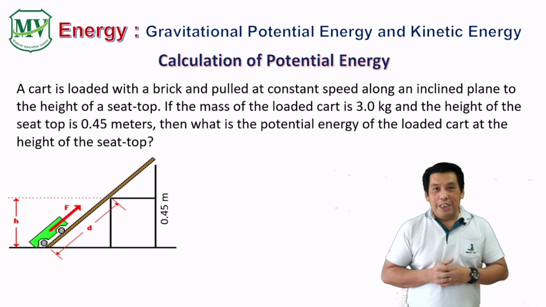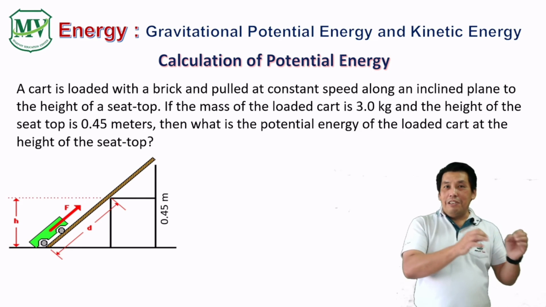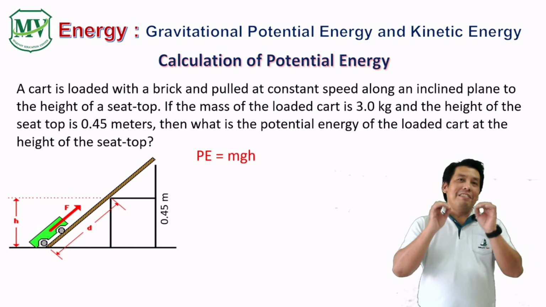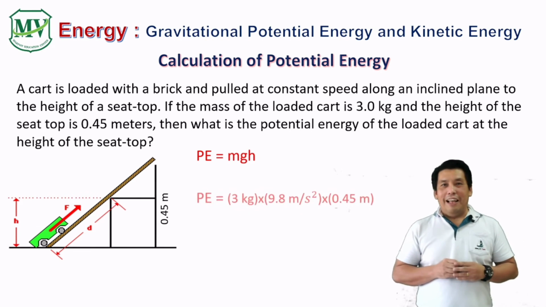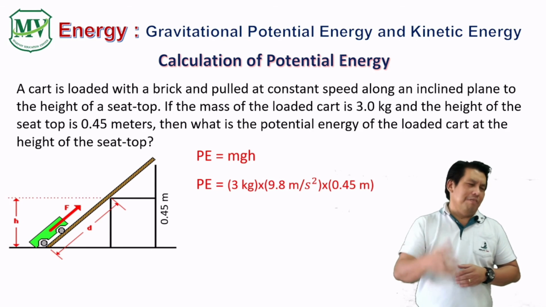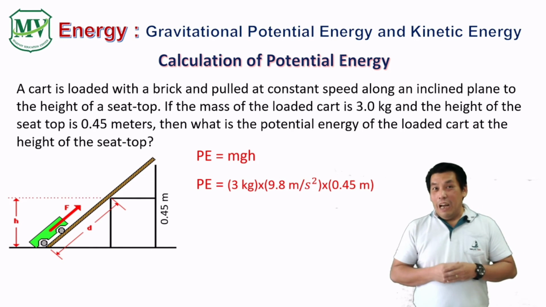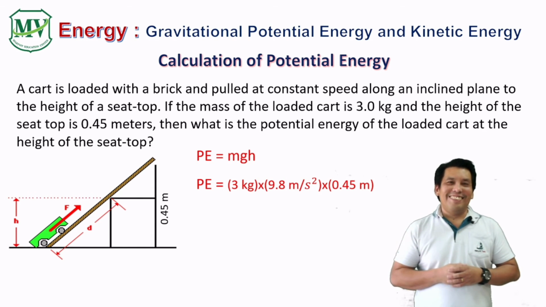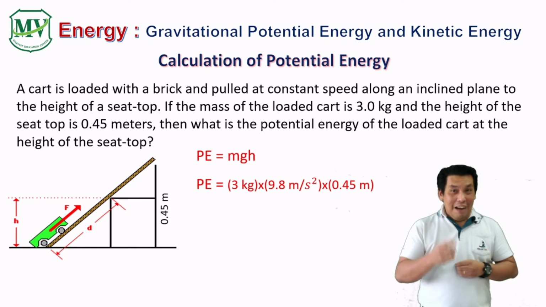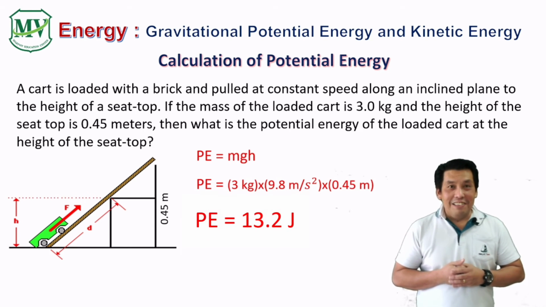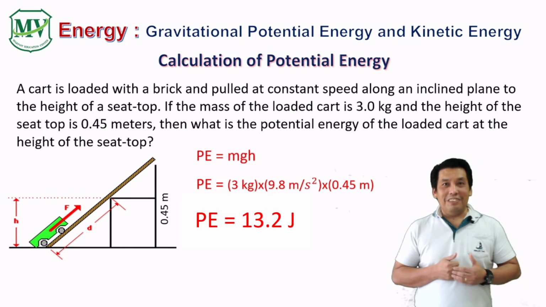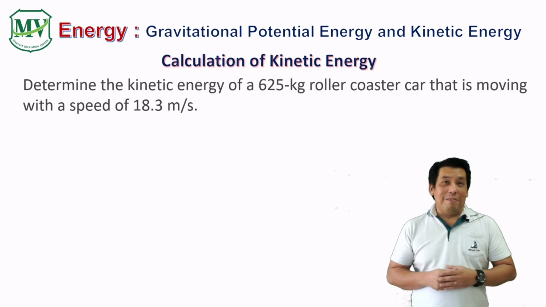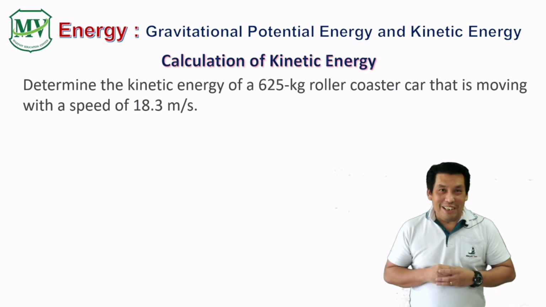To get the potential energy, we need to use the equation potential energy is equal to the mass times the acceleration due to gravity times the height. Now, plug in those values. I will give you a few seconds to think about the answer, and when you're ready, I will give you the answer. All right. Do you have the same answer as mine? Is your answer 13.2 joules? Very good.